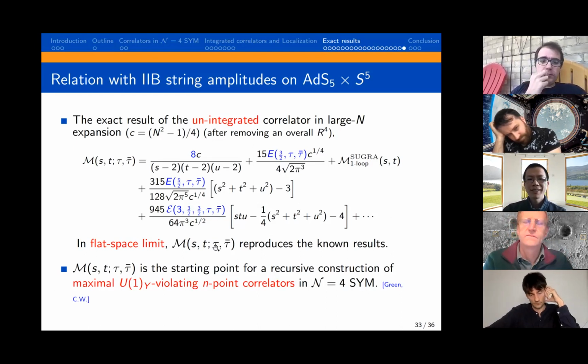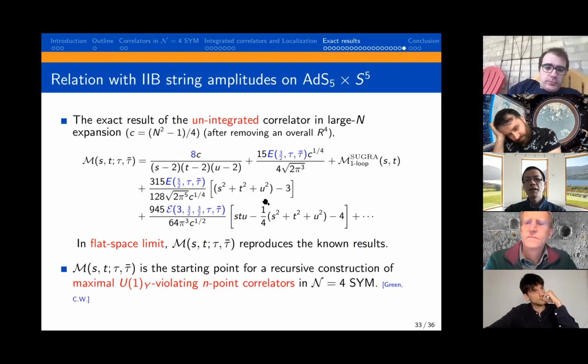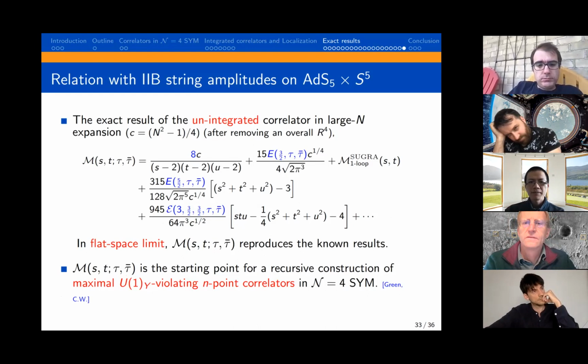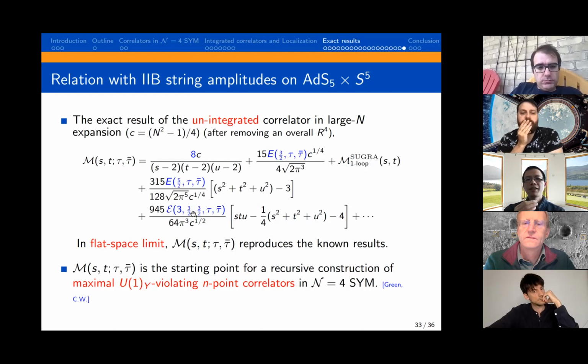Well, just to comment that this is a 4 point. If you're interested in higher point, actually, for a particular correlator, the so-called maximally U1 violating correlator, you can start from here and recursively construct the so-called maximal U1 violating correlators. That's another story.